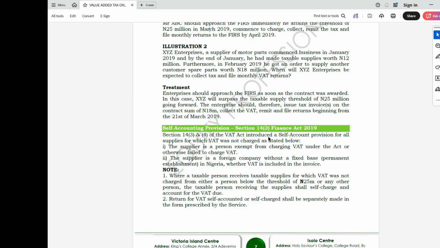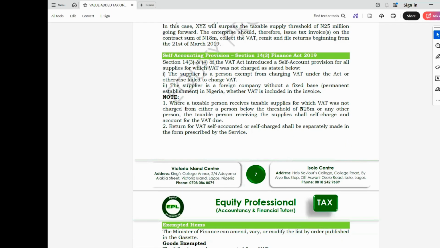So note, where a taxable person received a taxable supply for which VAT was not charged, either from a supplier below the threshold or any person, the person receiving this shall self-charge and account for the VAT due. As I explained earlier, the return for VAT self-accounted for or self-charged can be separately made in the form prescribed. So this will be done on a separate form, as different from your normal activity.